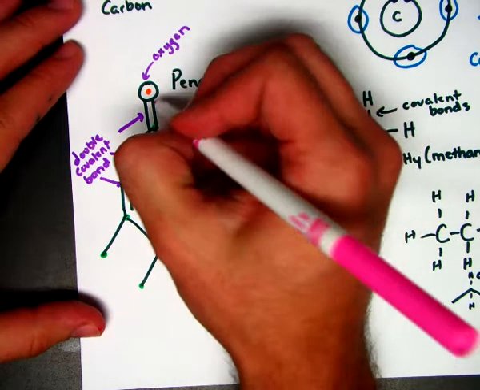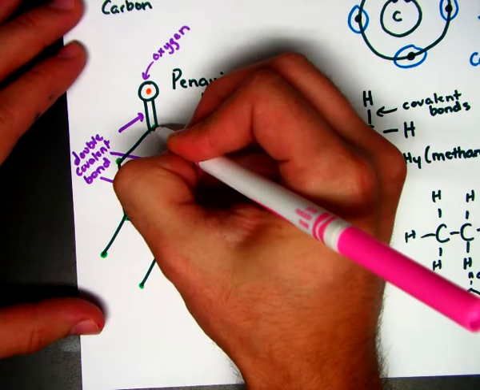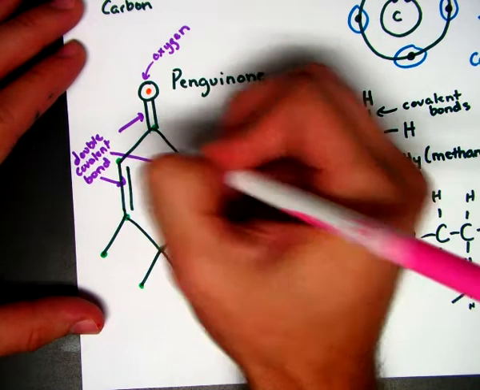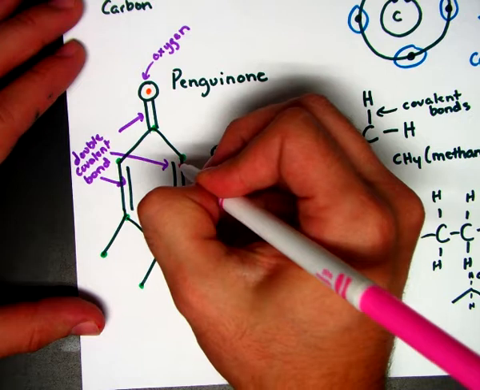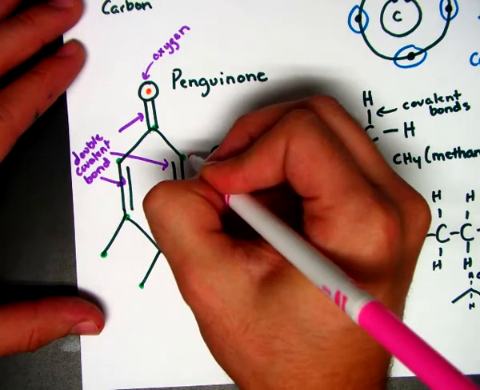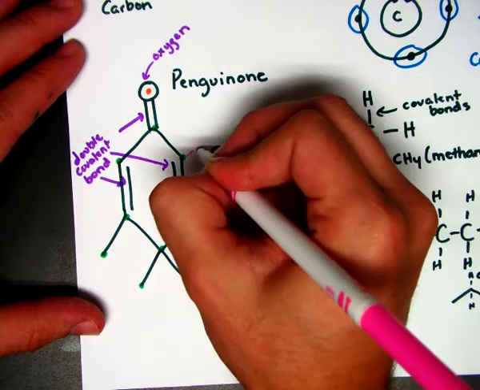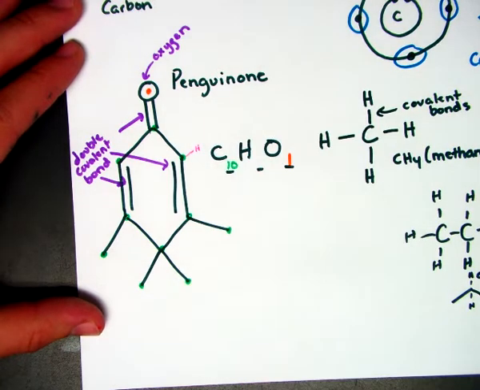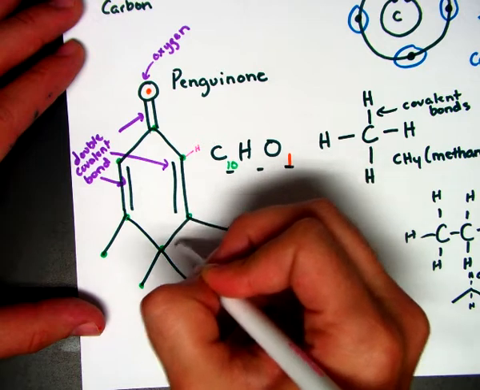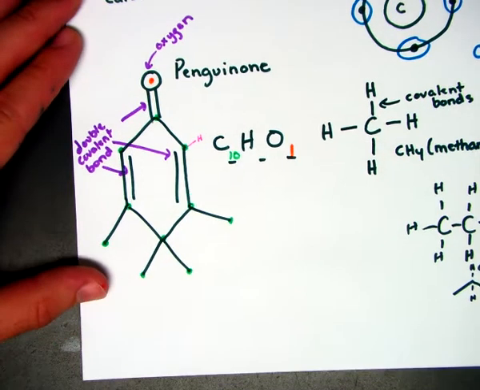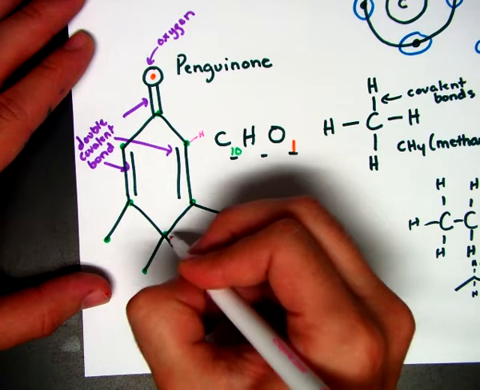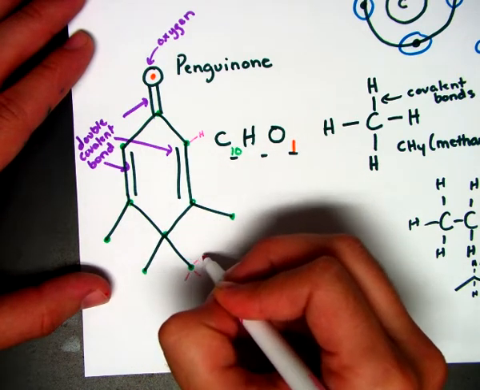So we start with each carbon. Does this carbon have 4 bonds already? Yes. So we got a double and 2 singles. That's 4. So there's no hydrogens. Here, we've got a single and a double. That means there's 1 remaining. Here, we've got 2, 3, and 4. So there's no hydrogens there. That's a full carbon. Here, though, we only have 1, so we've got 3 hydrogens.